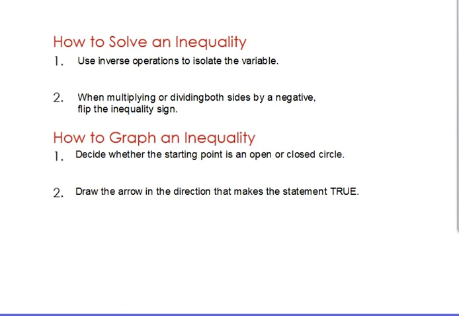In order to solve an inequality, we will use inverse operations to isolate the variable, just like we would do to an equation. When multiplying or dividing both sides by a negative, we will flip the inequality sign. In order to graph an inequality, we will first decide whether the starting point is an open or closed circle. Then we will draw the arrow in the direction that makes the statement true.